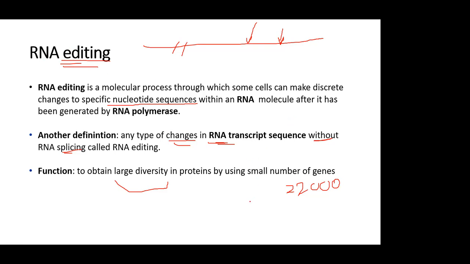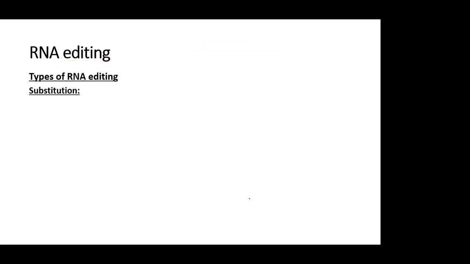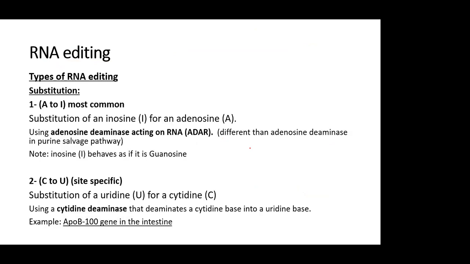RNA editing. What are the types of RNA editing? There are 3 types in 2 categories. The first category is called substitution. What do we do in substitution? So substitution will have 1 and 2.